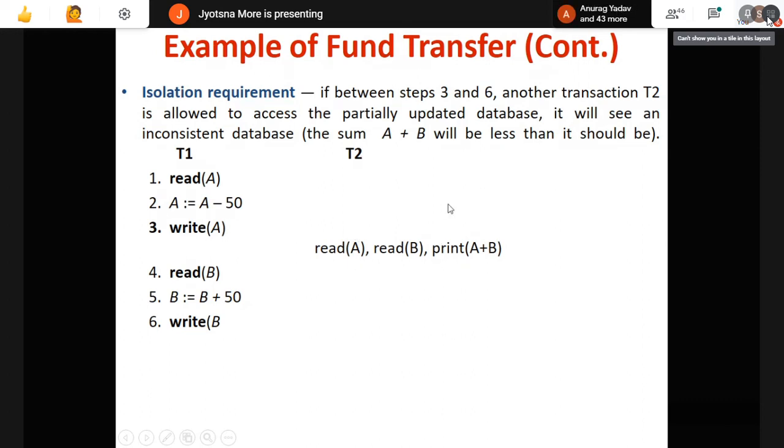and it is printing the value of A plus B. See here, read A, read B and print A plus B. So what will happen here in this case? What value will T2 read for A?